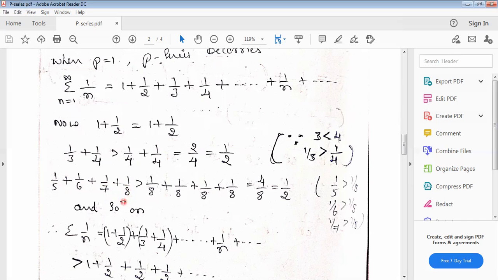See here, continue the same argument. 7 is less than 8, so 1 by 7 is greater than 1 by 8. 6 is less than 8, so 1 by 6 is greater than 1 by 8.